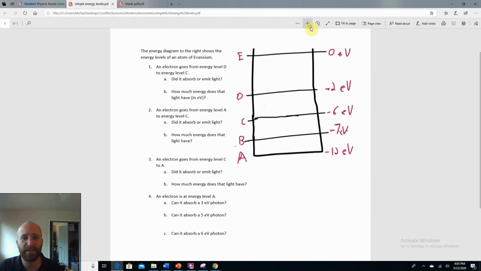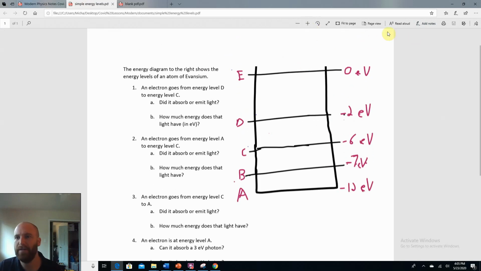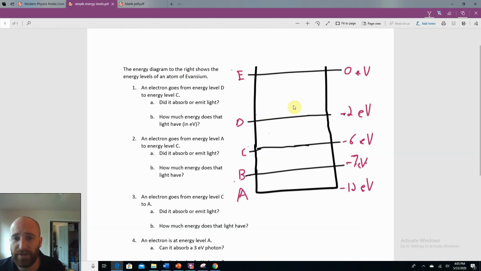Now, this is not in your notes, so just follow along. The energy diagram to the right shows the energy levels of an atom of evanzium. Evanzium? I don't know, I named it after myself. I don't have a good name for this. Alright, an electron goes from energy level D to energy level C. So, we've got our energy levels, and I named them A, B, C, D, E, and F. Very clever.